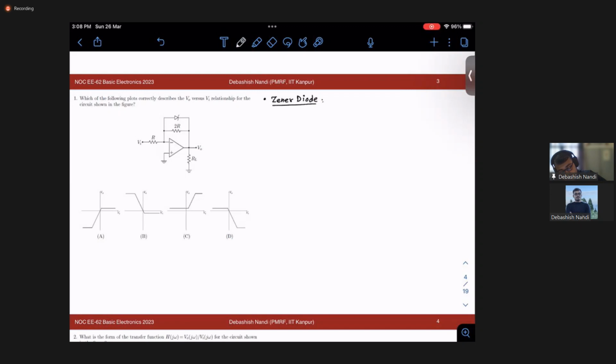Zener diode IV characteristics, how does it look? The Zener diode IV characteristics look something like this, right? This is the Zener diode IV characteristic. But what idealized model will we use? We will use the idealized model, right? In that case, my IV characteristics will be something like this.